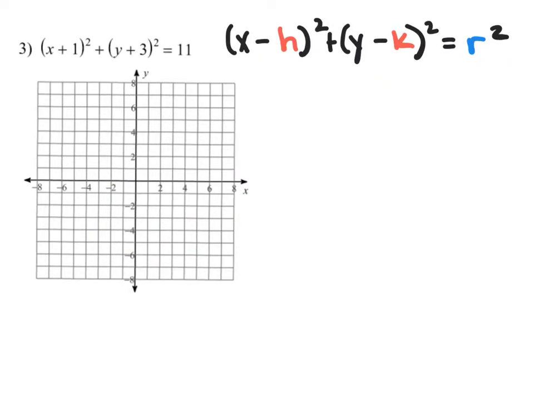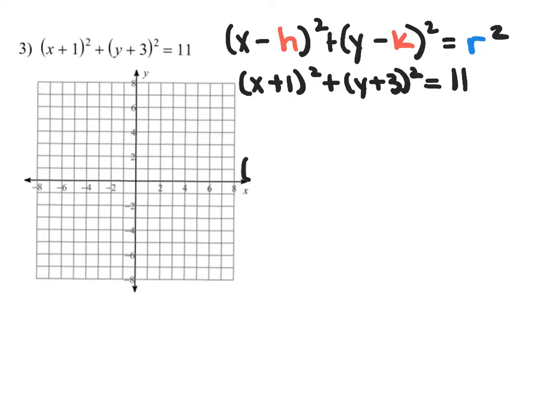For the next example, I'm given the equation x plus 1 squared plus y plus 3 squared equals 11. So if I'm filling in the blanks, we have to figure out what would fill in for each blank.